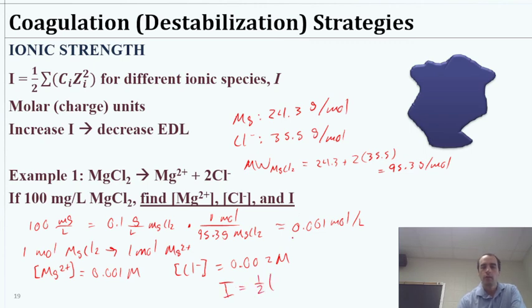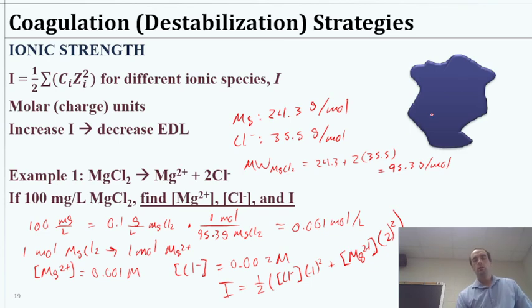And then our ionic strength would then be 1/2 times this Cl minus times -1 squared. So the squares always make it so that regardless of the charge, we have a positive outcome. Plus the Mg2+ concentration times the 2 squared. And that's going to be our total solution there. I'll just quickly show you that in Excel.